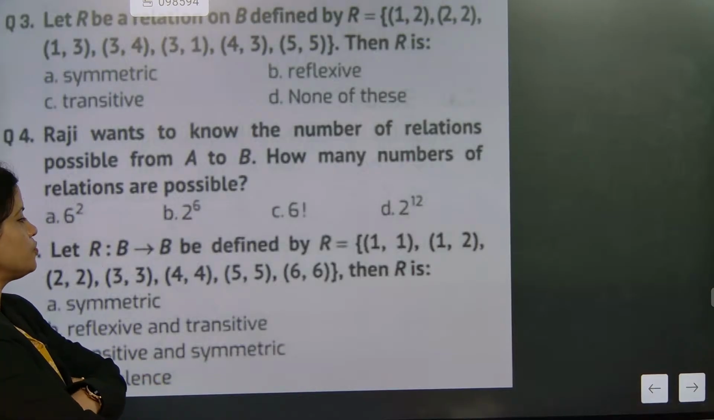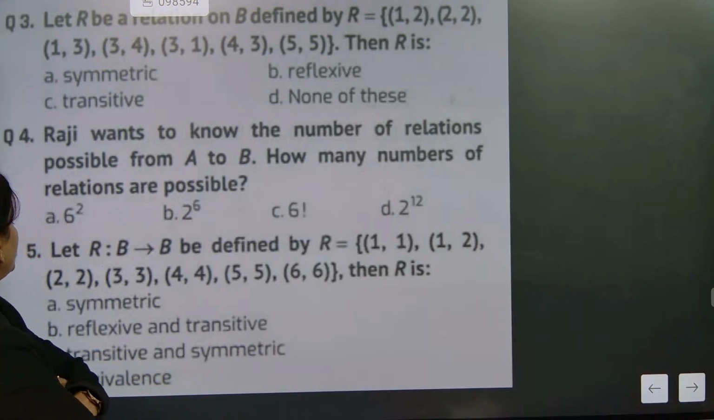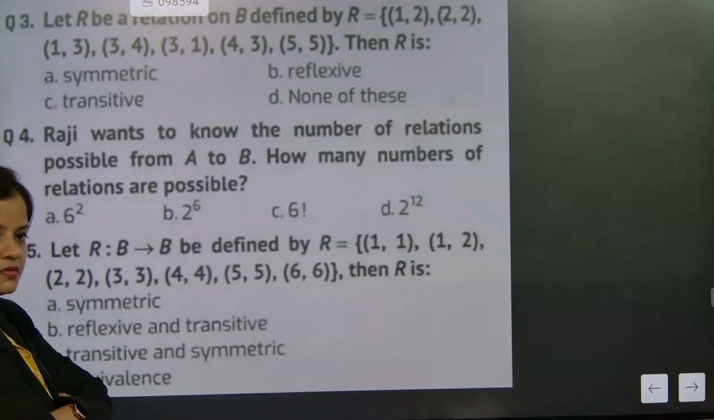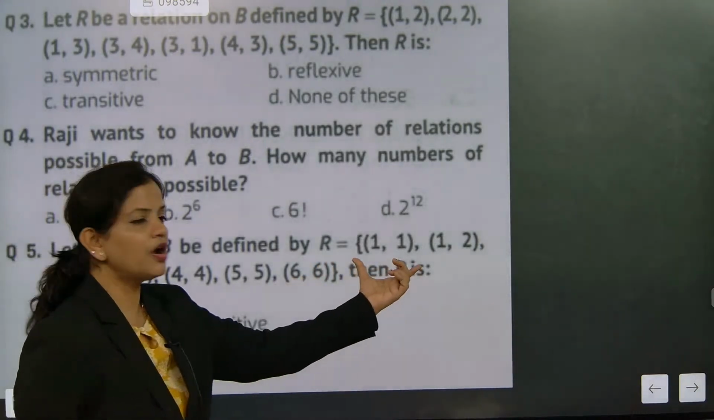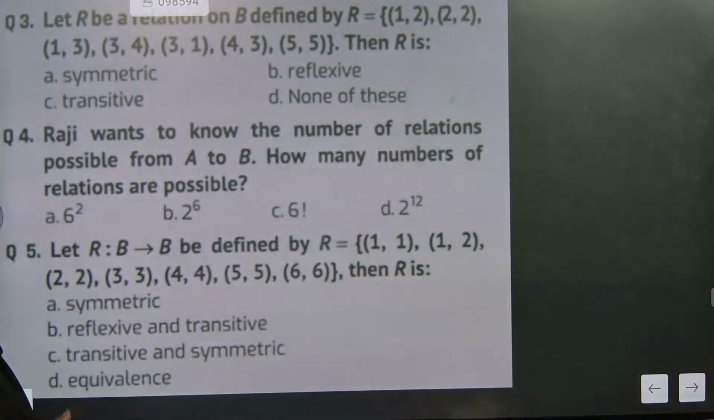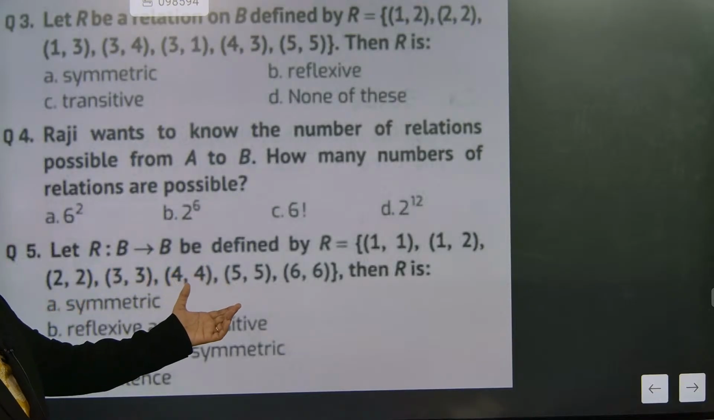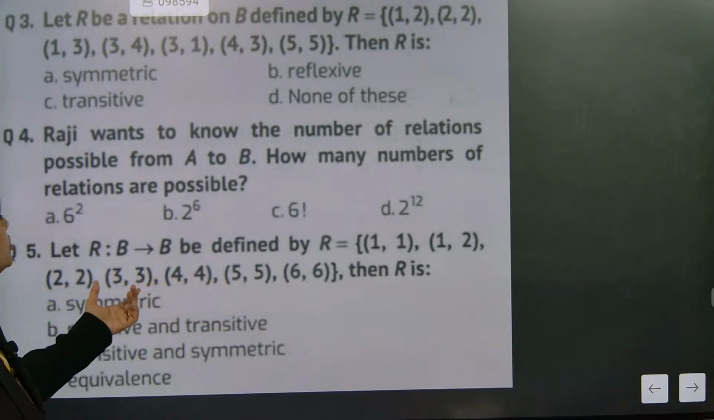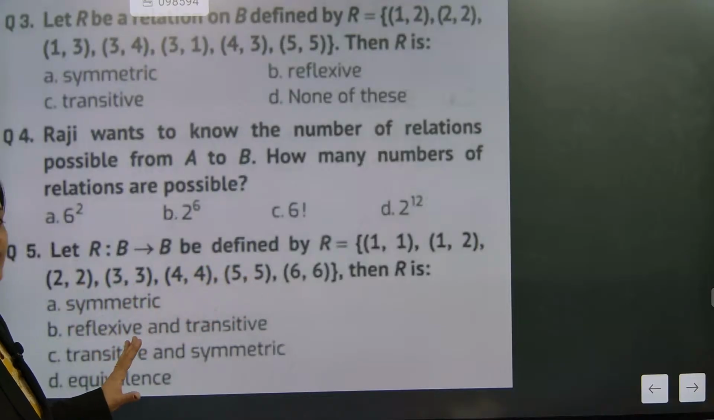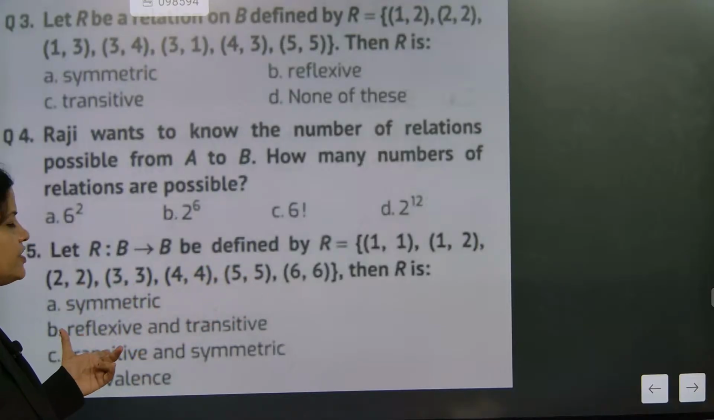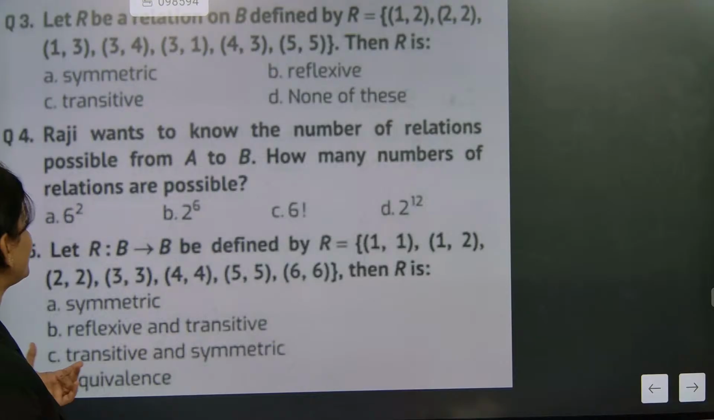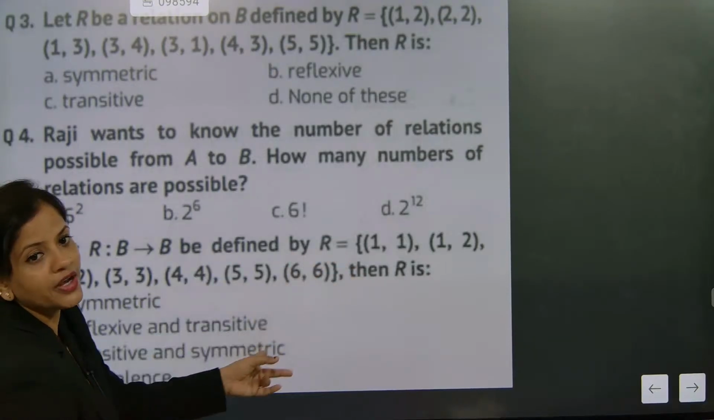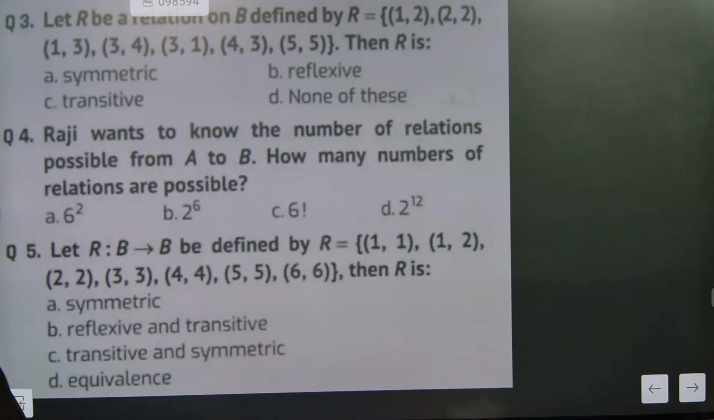R is defined as (1,1), (1,2), (2,2), (3,3), (4,4), (5,5), (6,6). Then R is... first, (1,1) and (1,2) are there, so 100% it is not going to be a function. I thought they were asking about a function, but this is a relation. (1,2), (2,2), (3,3), (4,4), (5,5), (6,6): 100% it is a reflexive relation. After that, for symmetry, (1,2) is there but (2,1) is not there. So it is not going to be symmetric.